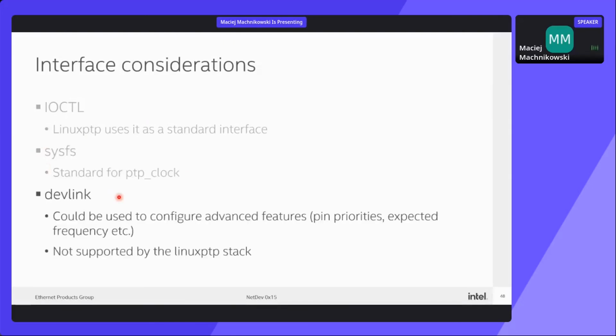And we have devlink, which is very good for configuring all the advanced features. It's good because it's expandable, and we can add parser-like commands to it, which are more human-friendly and will be easier to support more advanced features using this one. But it is unfortunately not supported by the Linux PTP stack.